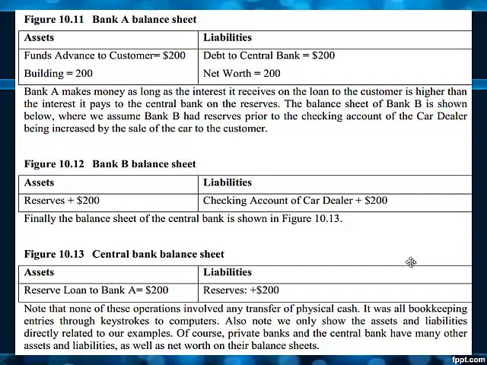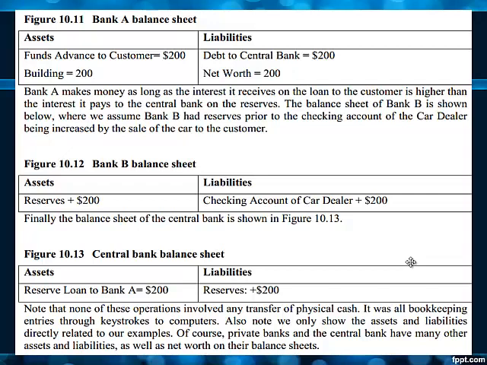What about Bank B? Bank B now has reserves of 200. This is actually like cash, because this reserve came from the central bank. When you have a claim on the central bank, that is cash. So now Bank B owns cash worth 200.